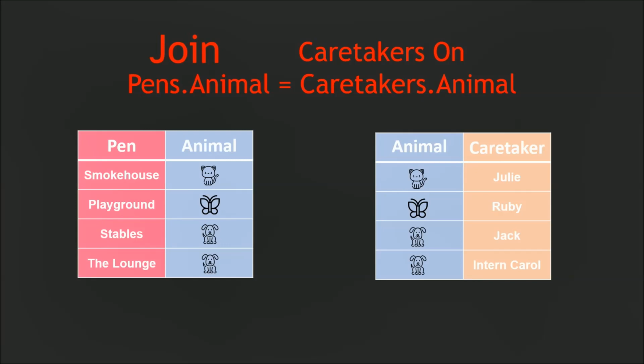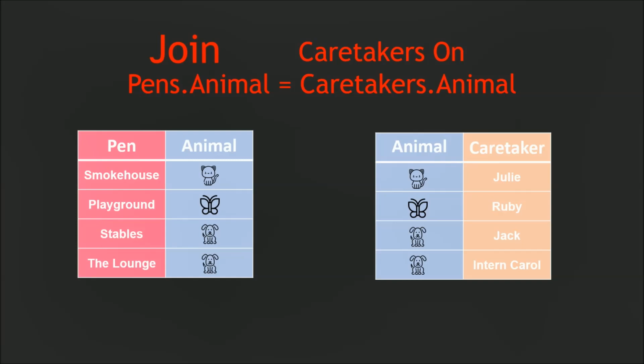Now we have two tables ready to match, except, again, we need to get to the bottom of this whole duplicate situation. And again, the end result we're looking for is one that describes the situation accurately. And that's that Jack and Carol are both going to be at the stables and the lounge today.